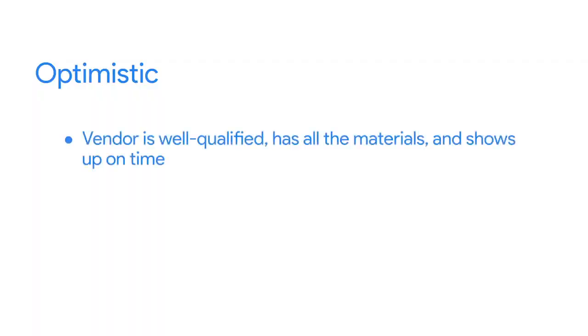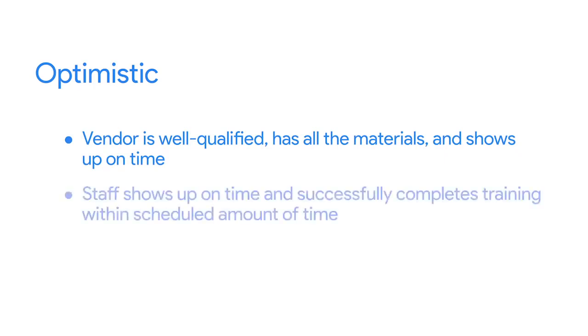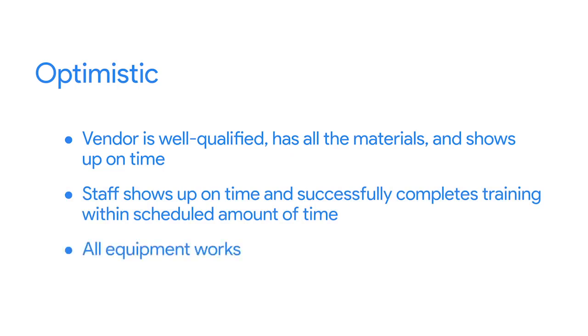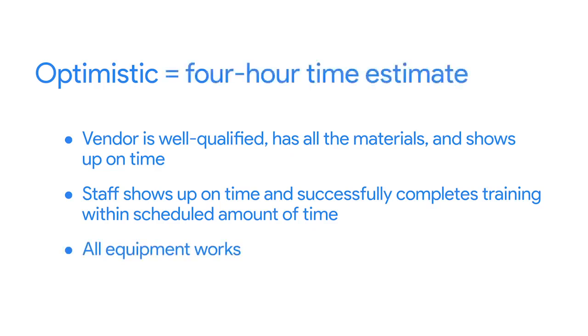The task expert tells you that the conditions for an optimistic estimate would mean the vendor who is hired to do training is well qualified, has all the materials they need, and shows up on time to deliver the training. All of the staff shows up on time and successfully completes the training within the scheduled amount of time. All of the equipment works for the staff to practice on. In this best-case scenario, your task expert estimates 4 hours, 2 hours to conduct the training, and 1 hour each for setup and post-training review on the originally scheduled date.